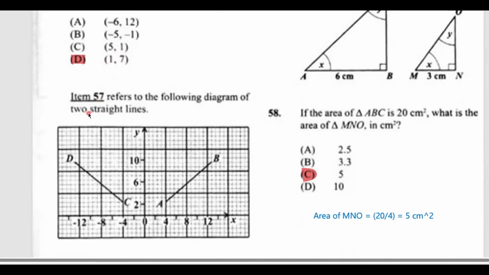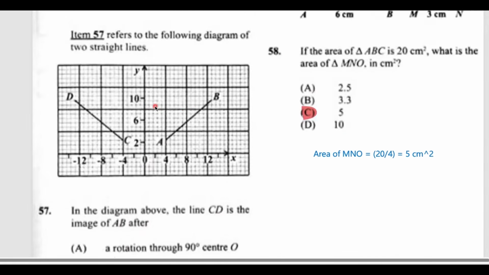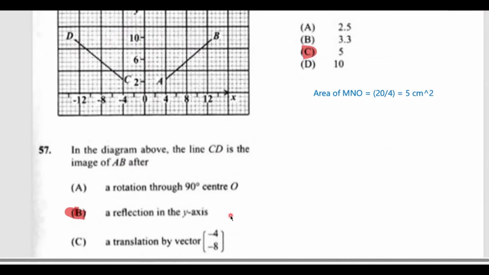57, the following diagram of two straight lines, A, B, C, D. In the diagram above, the line CD is the image of AB after what? Well, AB is reflected about the y-axis to give you CD. That's B.